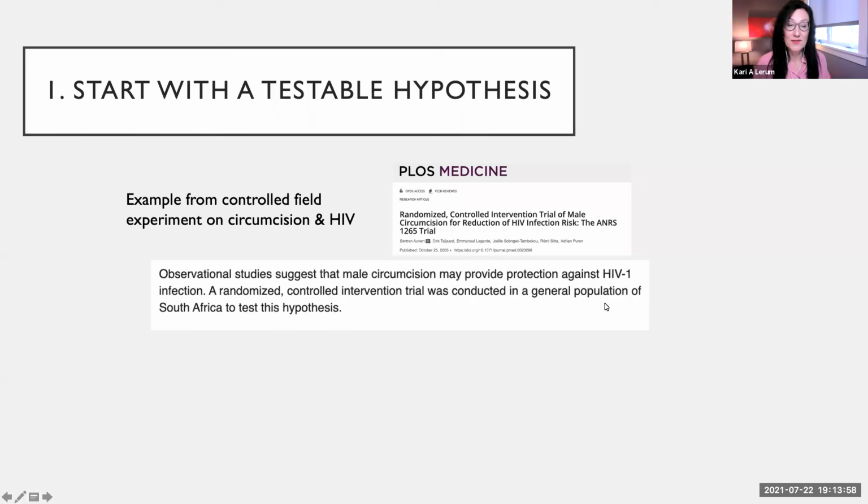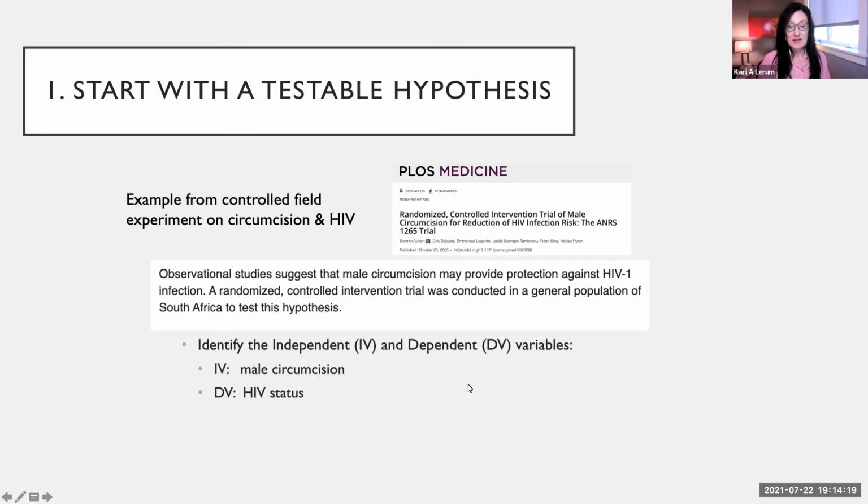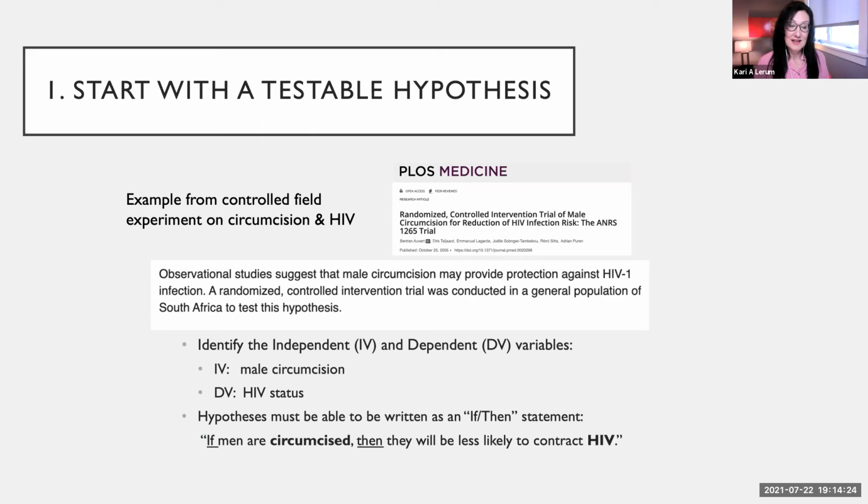You can see here, it's a quote from this article. Observational studies before the experiment happened were suggesting that male circumcision seemed to provide protection against HIV. A number of observational studies showed this, but they were not able to conclude that there was a causal effect. In order to do that, they had to have a controlled experiment. Okay, so the independent variable here is male circumcision. The dependent variable is HIV status. The hypothesis can be written in an if-then statement. If men are circumcised, then they will be less likely to contract HIV.